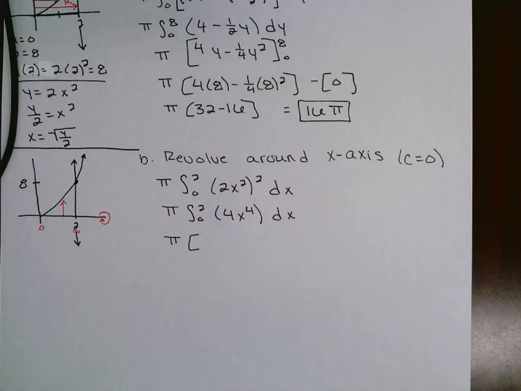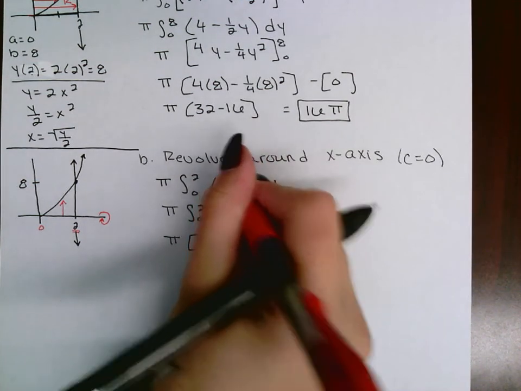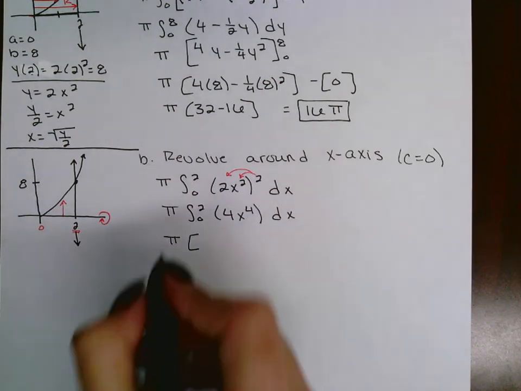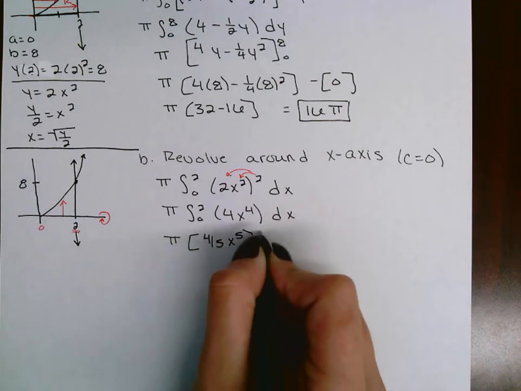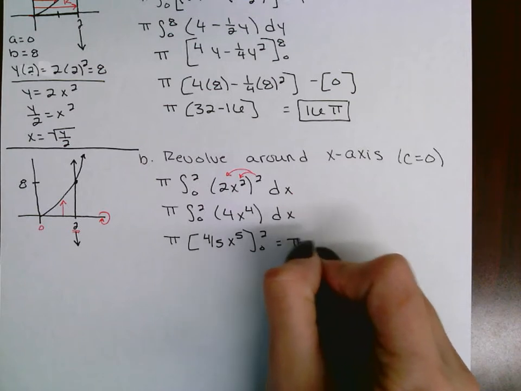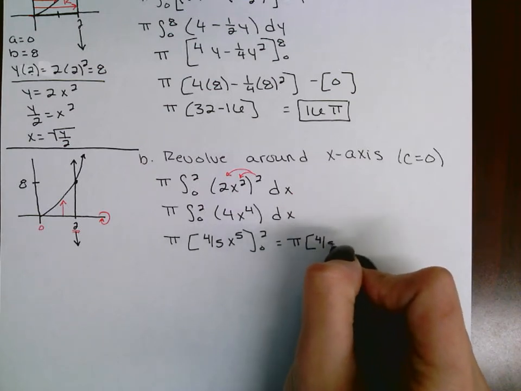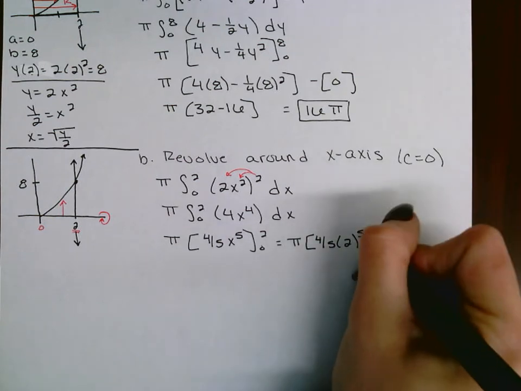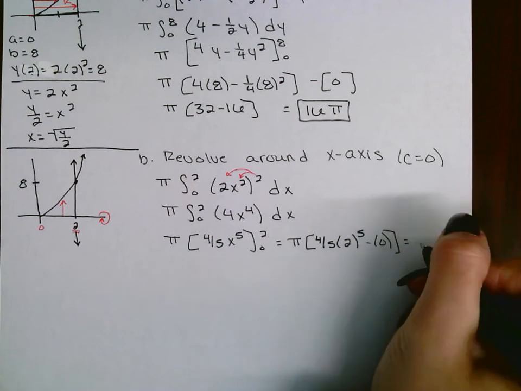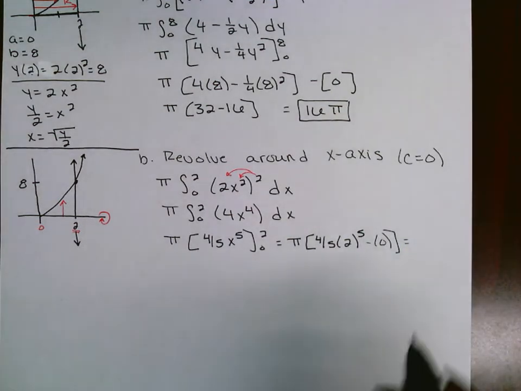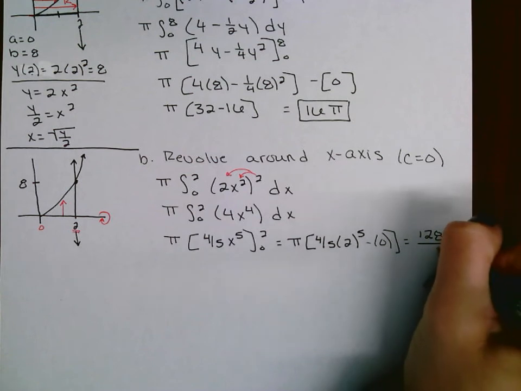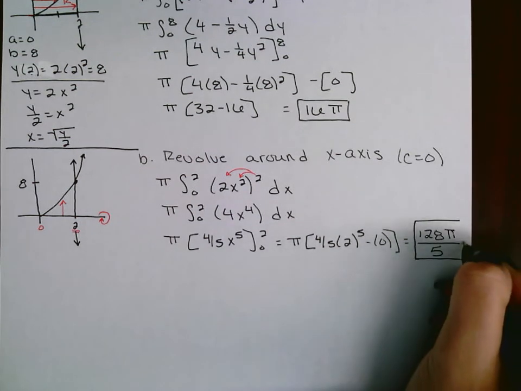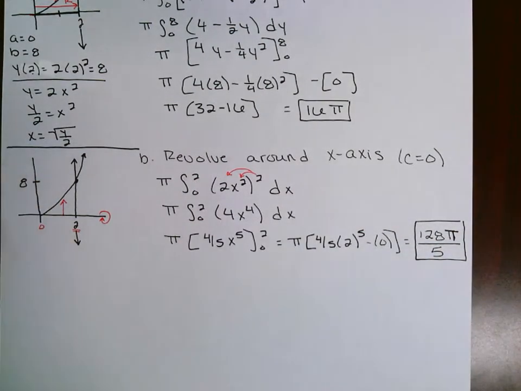It's the same exact equations. The only thing I'm changing is what it's rotating about. All right, 128 pi over 5.